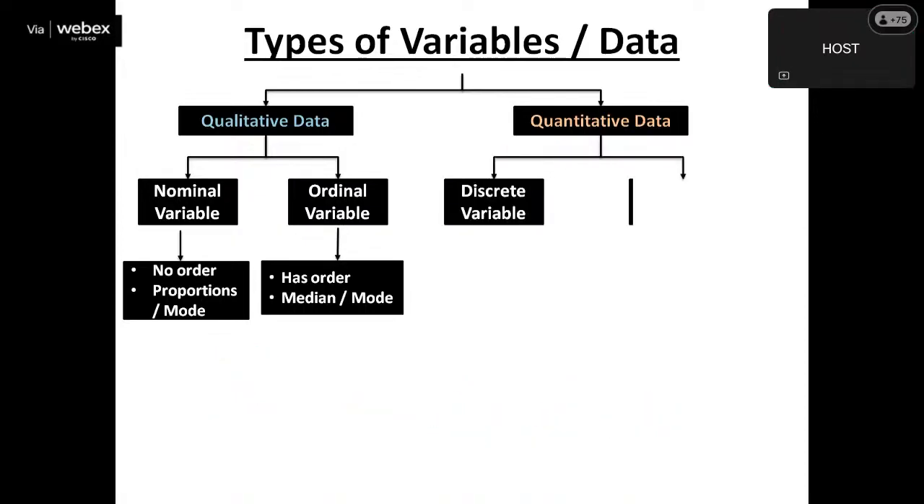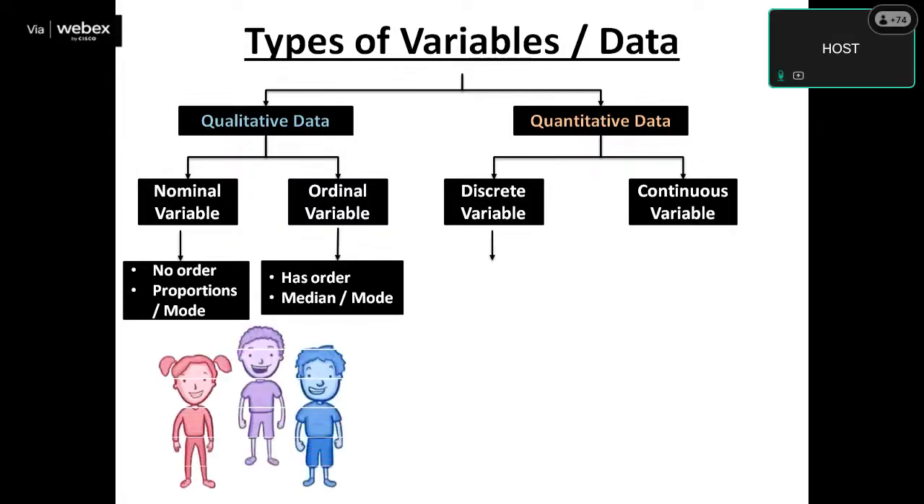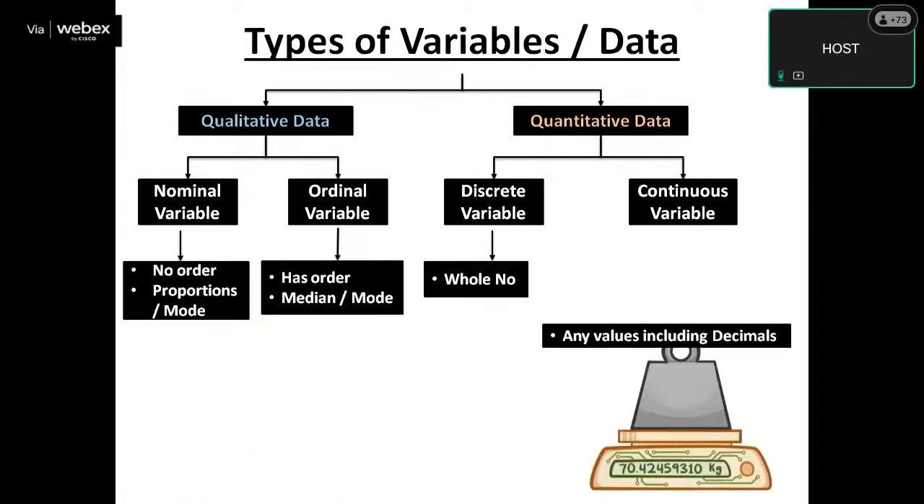Another type of data is numeric data, which is of two varieties, the discrete variable and the continuous variable. The discrete variable is one having a whole number. For example, the number of children, which is a full number. We cannot have half a child, right? The other one is the continuous variable, where any value can be present, including decimals.